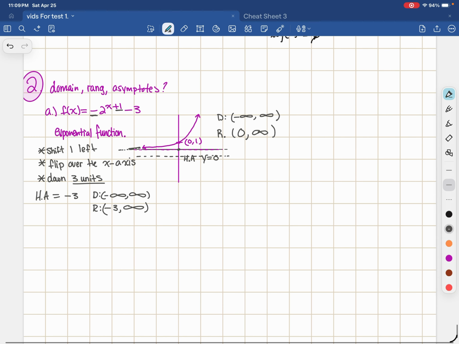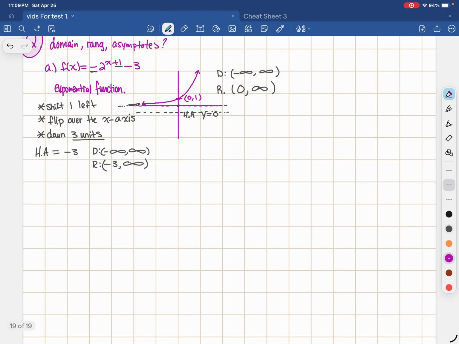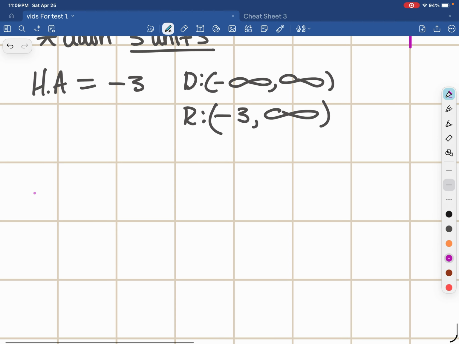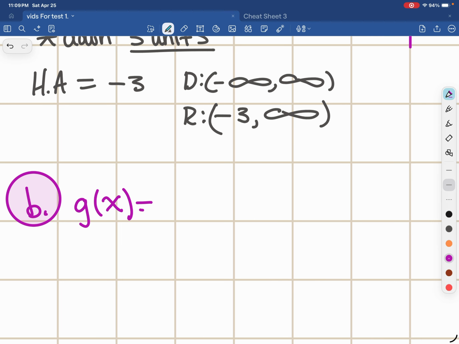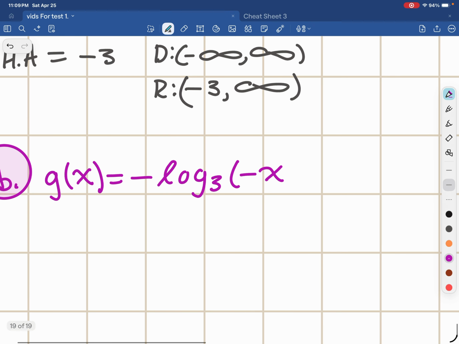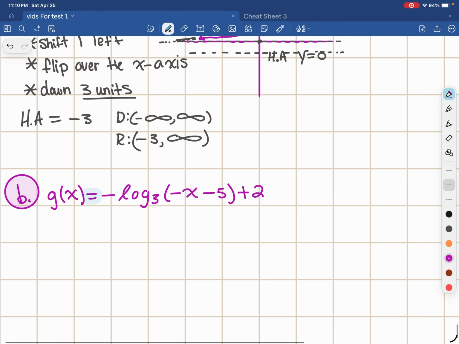And that's how you answer the first part. Let's answer part B. And we'll use a very similar attack strategy. So we have g of x is equal to negative log base 3 of negative x minus 5, plus 2. So a bit of a long one here.